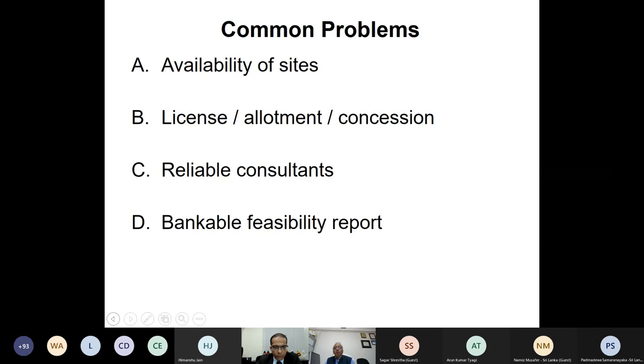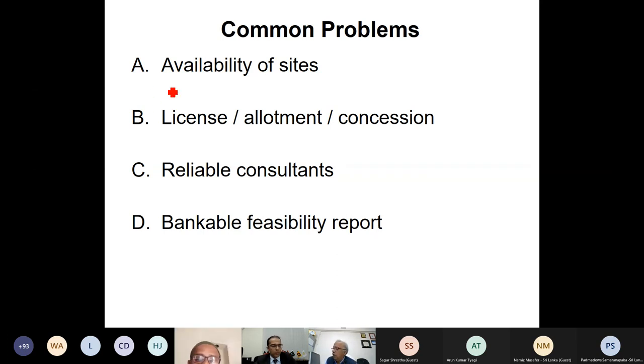I'll run quickly. These are the common problems of any hydropower project. Availability of site from the government, because in most countries the water and the site belong to the government. So if you want to develop a hydro project, you need to have the site. And these sites may not be there in their potential sites. Nobody might have done any survey on that. And if somebody knows it, nobody may have the details of the project. So this is where the question is how to get these sites, which are the good sites.